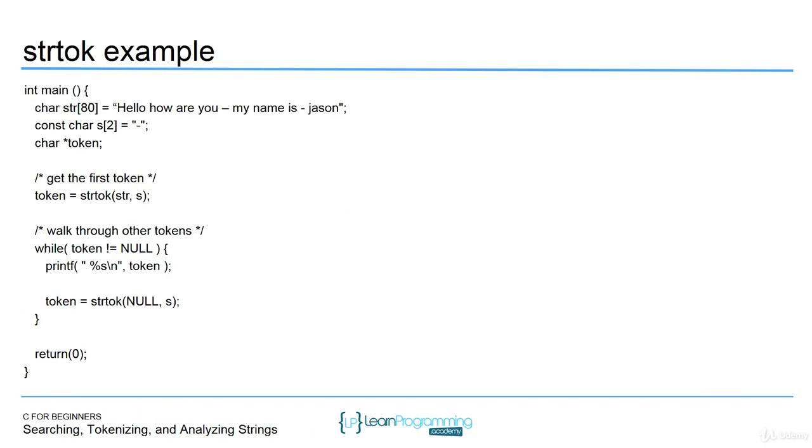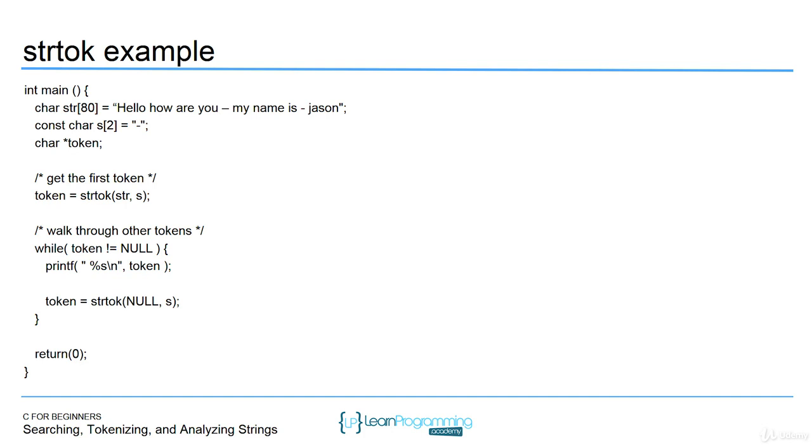So here's an example. We're creating a character array of 80. It says, "hello, how are you - my name is - Jason." We then create a constant string that represents the delimiter, which is the minus, the dash. It looks a little different, but it's still the minus, the dash. They're both dashes. And then we create our pointer, which is token, because strtok is going to return each token.